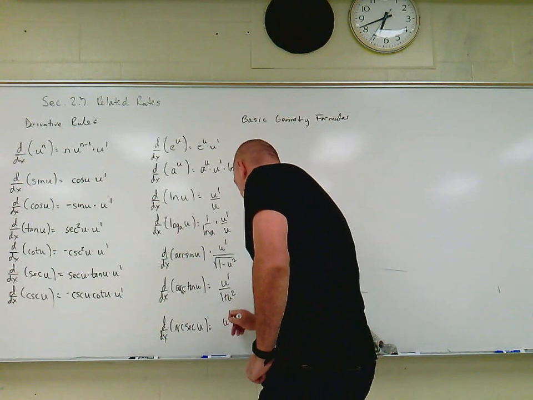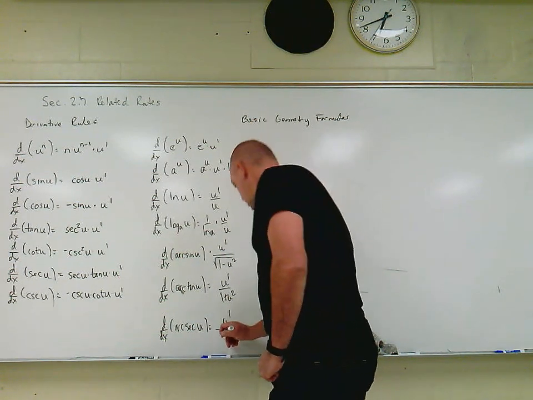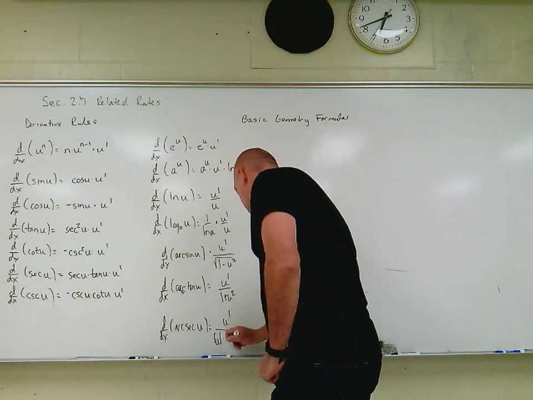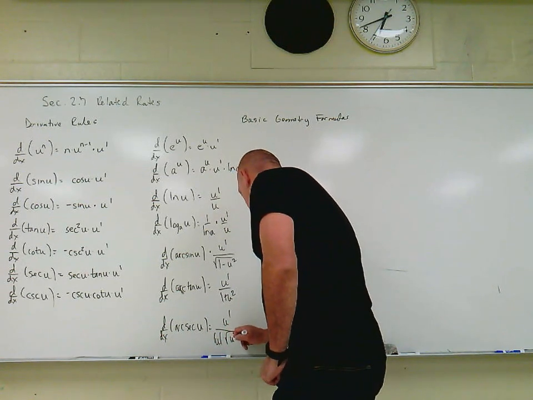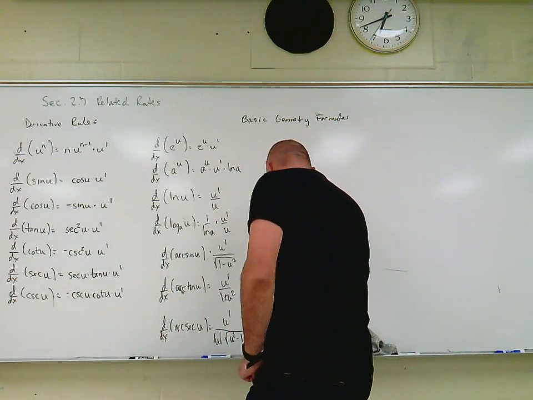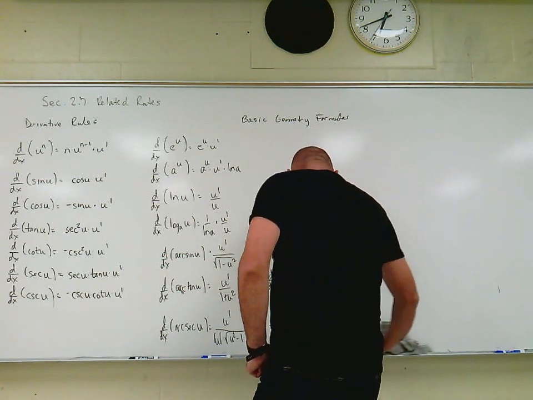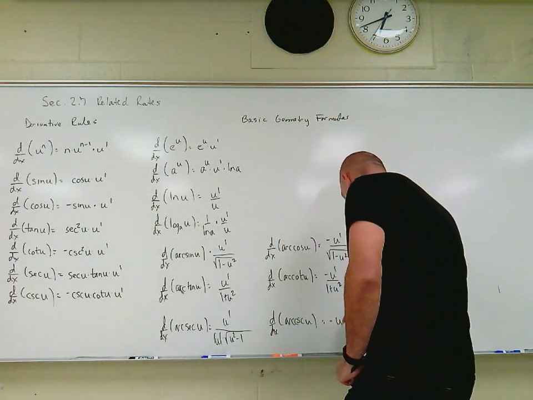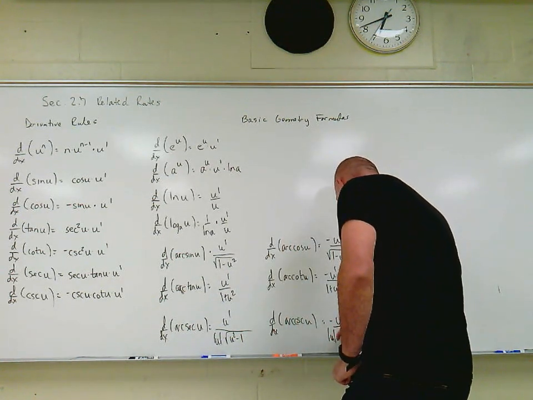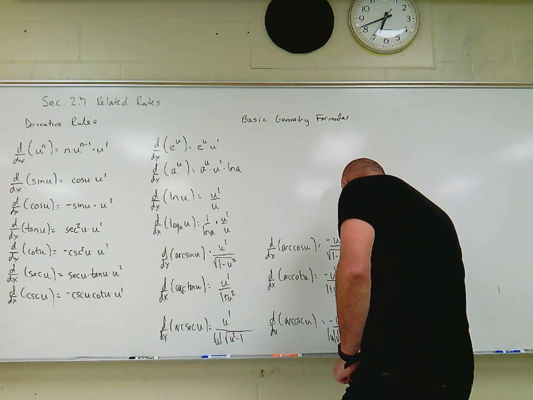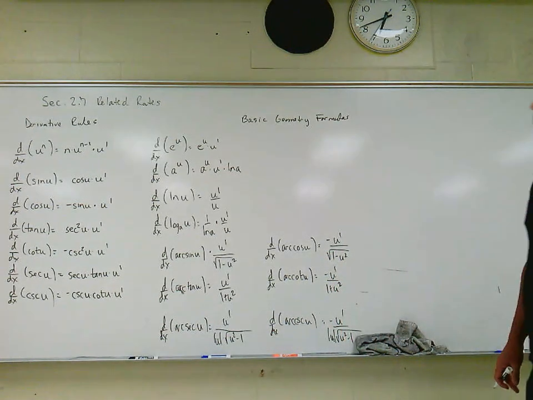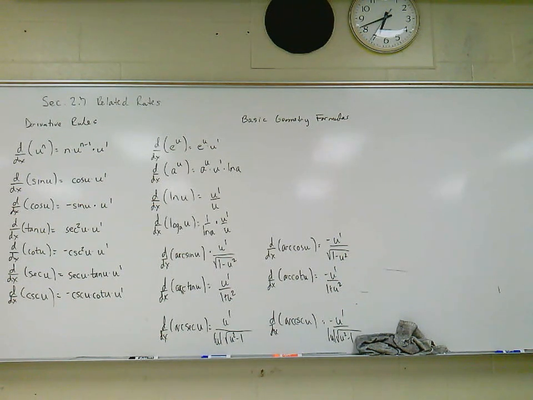U prime over absolute value of u times square root of u squared minus 1. That's right. And then arc cosecant: negative u prime over absolute value of u times square root of u squared minus 1. All right. And that, at this point, are all the derivative rules.